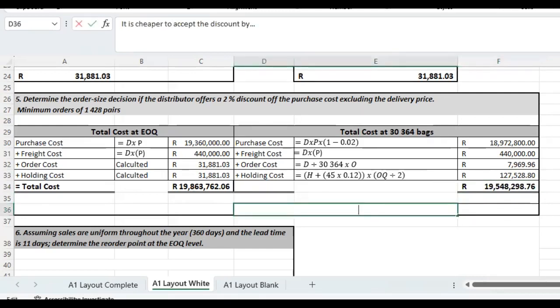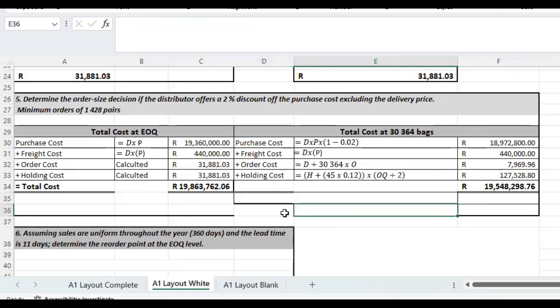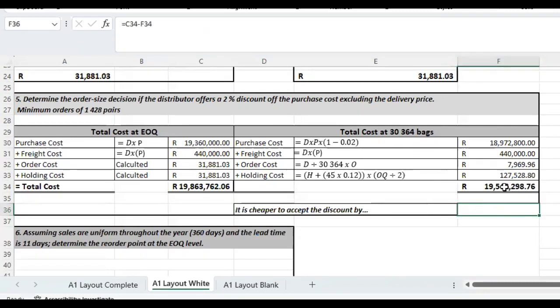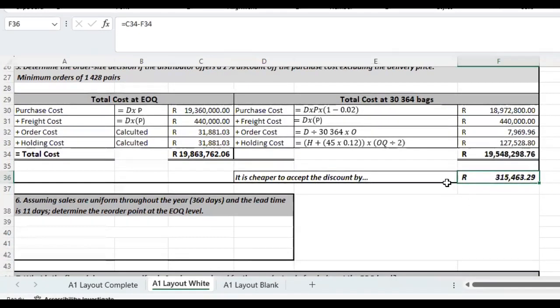So what is the effect here? What's happening? What happened? Wait. It is cheaper to accept the discount by how much? We can calculate it, the 19,863 minus the 19,548, and it is cheaper if we accept the discount by 315,000 Rand. So that is pretty good.